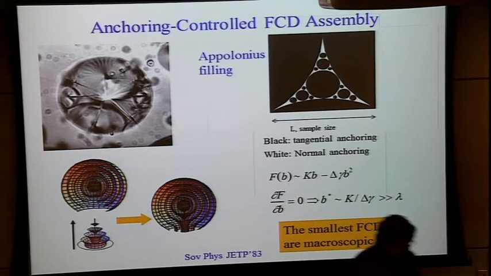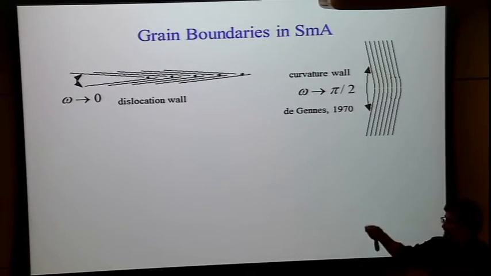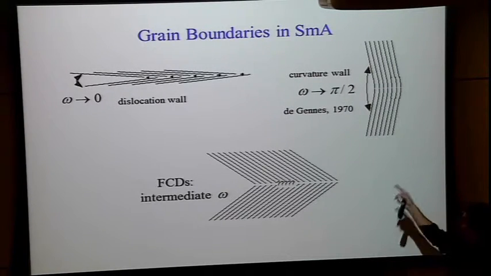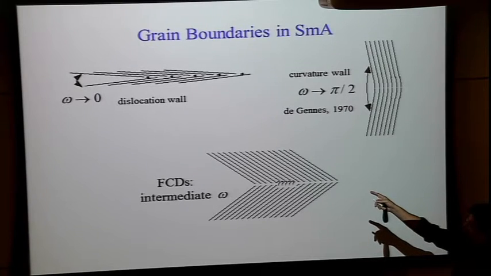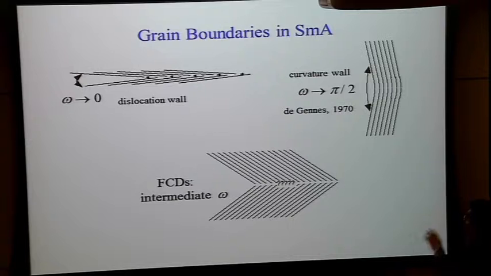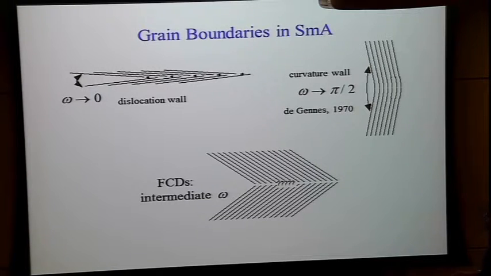So there are some other interesting geometries. For example, grain boundaries. If you have two pieces of smectic that look into different directions, then depending on the angle of misalignment, you have a different situation with the relaxation of the strain. It might be represented as the dislocation wall when the angle is really small, or when the angle is close to, it should be pi, then it's the model of curvature presented by de Gennes.